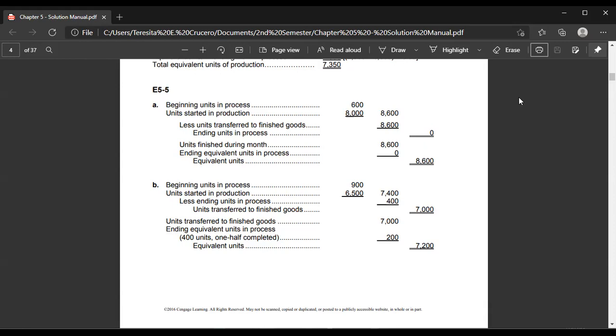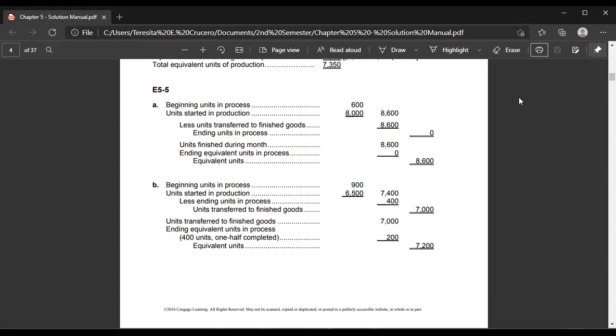Next, letter B, units in process, 900, and the units started in production is 6,500. So the total units to be accounted for is 7,400. The units to be accounted for should equal the units in the ending inventory and the units completed.